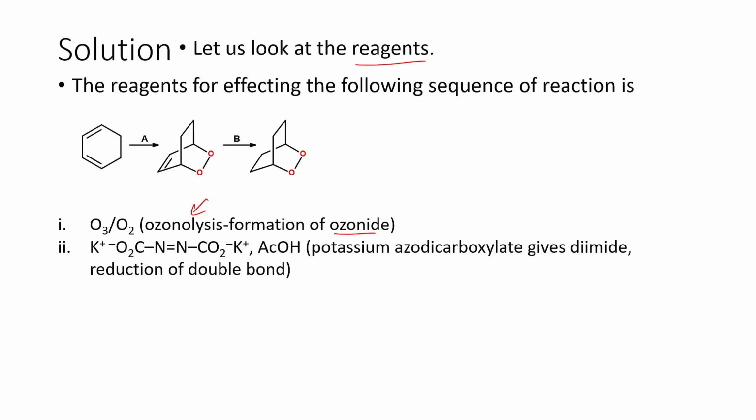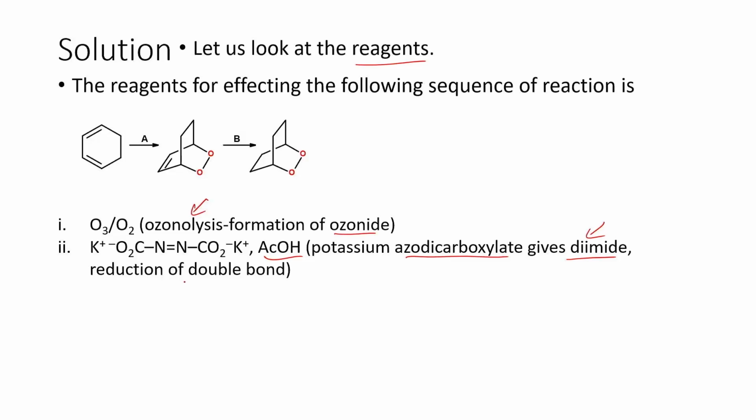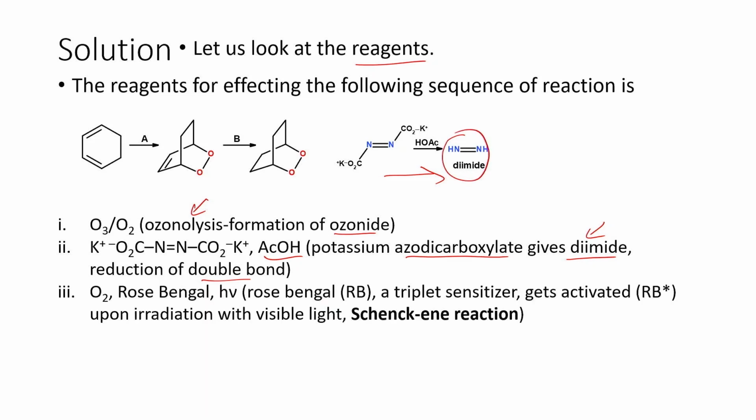Another reagent is potassium azodicarboxylate. When treated with acetic acid, that is in the presence of an acidic reagent, it gives diimide, which is basically a quite unstable reagent. The effect of this diimide is that it will reduce a double bond. So this is the second reagent, and the reaction is given here. The potassium azodicarboxylate when treated with acetic acid gives the diimide, generated in situ.